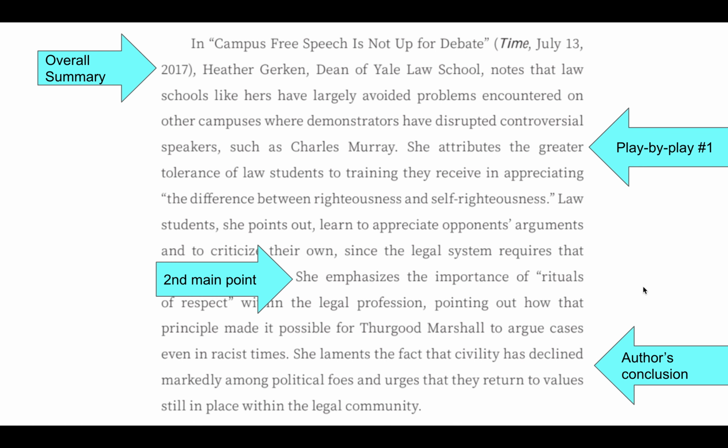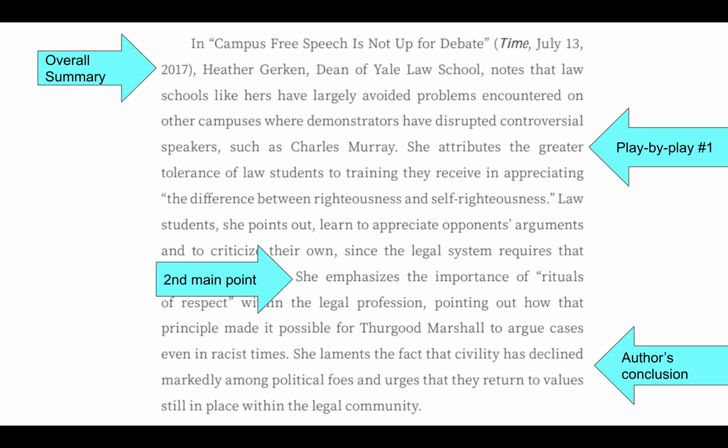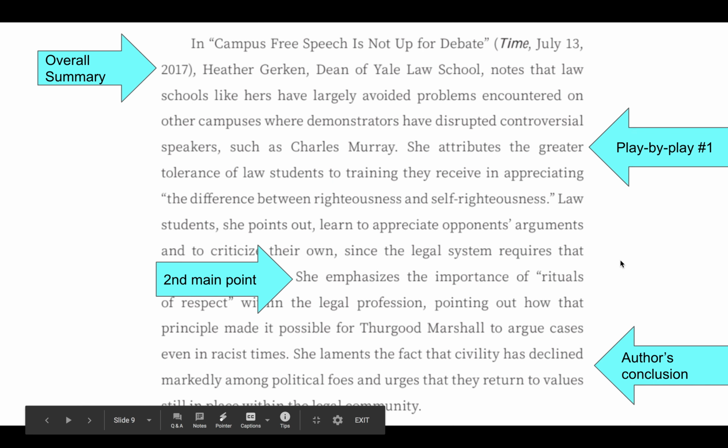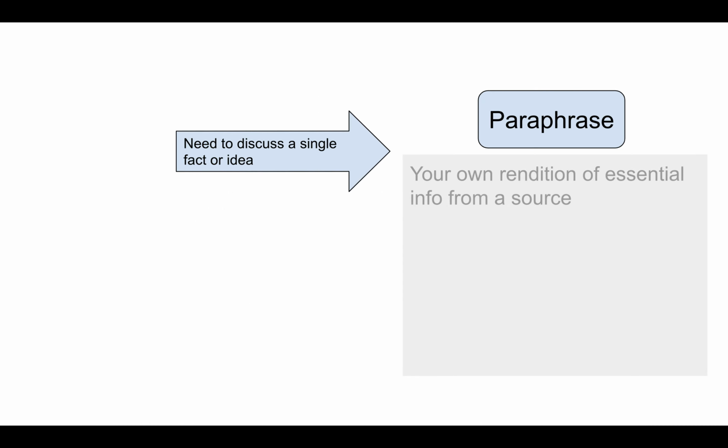So this is a really nice example of a longer summary that begins with the one-sentence summary, gives a play-by-play, and then ends with how the author wraps it all up and concludes it in their original source essay. Now, paraphrasing is also important to this discussion because the play-by-plays here are paraphrases in your own words of specific parts of the argument rather than the overall argument.